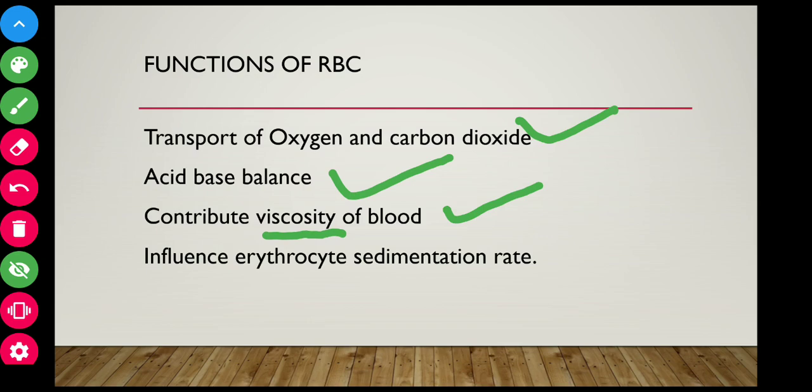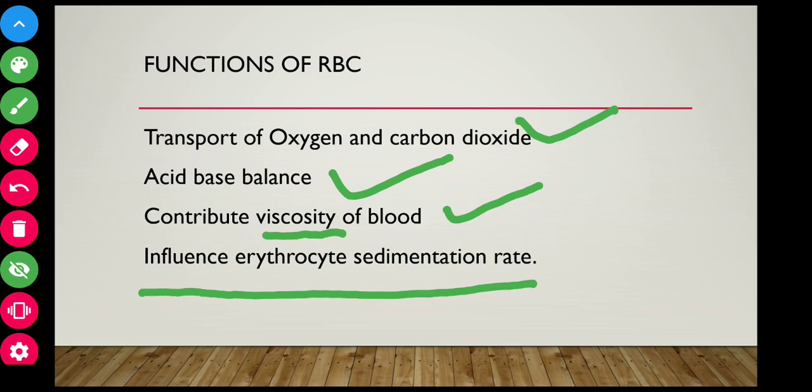And another one is to influence the erythrocyte sedimentation rate. What is this erythrocyte sedimentation rate? It is a test where RBCs settle down at the bottom of a test tube. If we collect some blood from a human and put it into a test tube, RBC will be settling down.